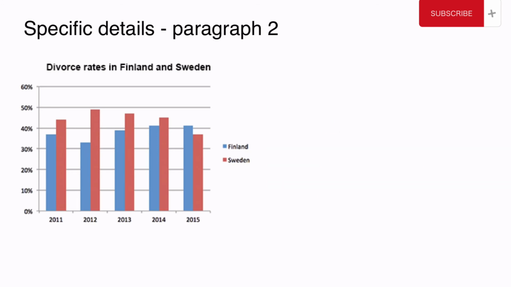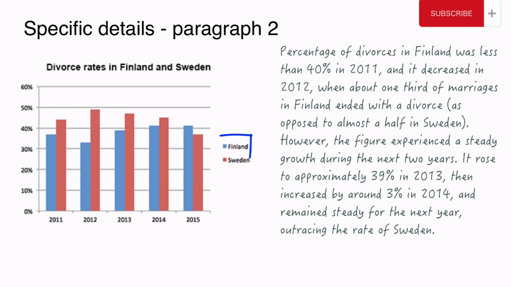That's all with our first paragraph with specific features. And now we move on to the second paragraph with Finland's specific features. And here is how I wrote it. Percentage of divorces in Finland was less than 40% in 2011, and it decreased in 2012, when about 1/3 of marriages in Finland ended with a divorce, as opposed to almost a half in Sweden.